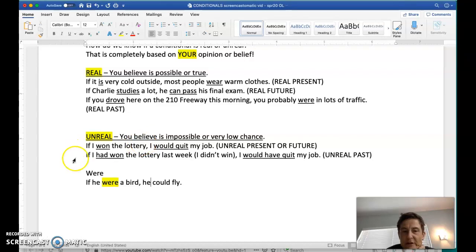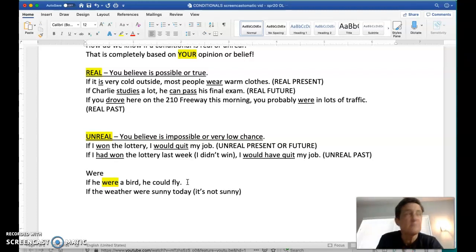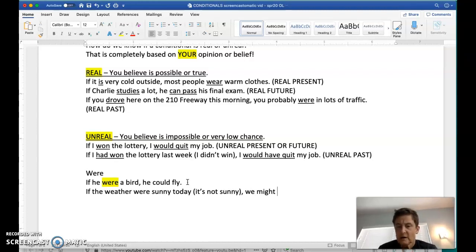Okay, so that's one tricky thing about unreal: we only use were for the be verb. Let's make a different one. If the weather were sunny today, means it's not sunny. And that's actually true. While I'm filming, it's a rainy day. I love rainy days, but it's not sunny. If the weather were sunny today, we might take a walk. A long walk.